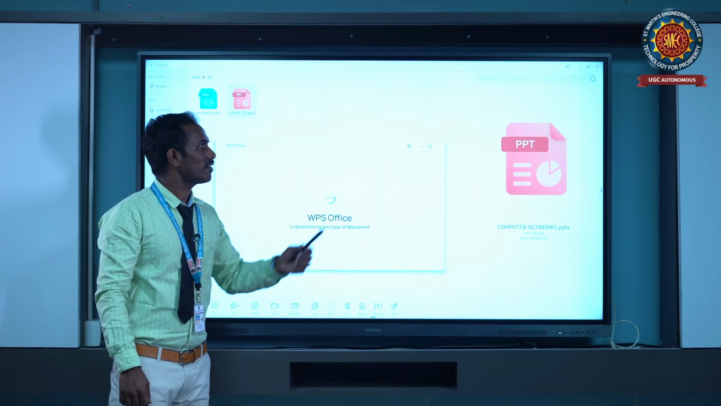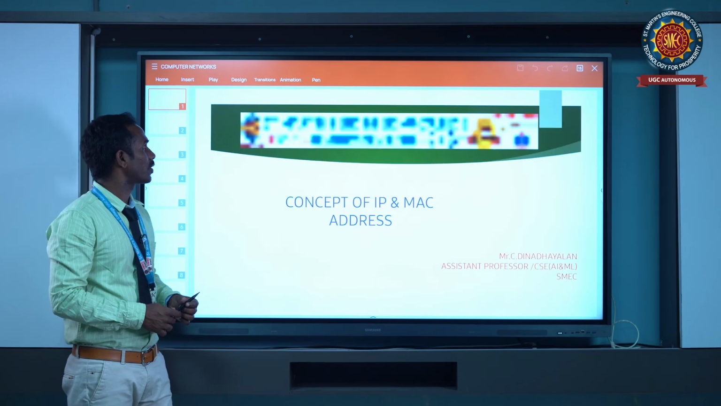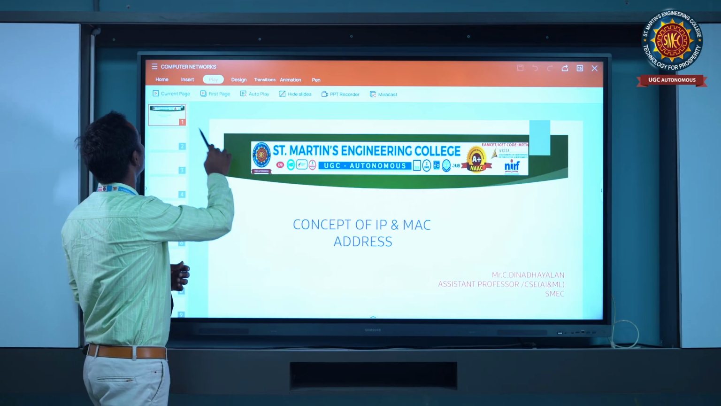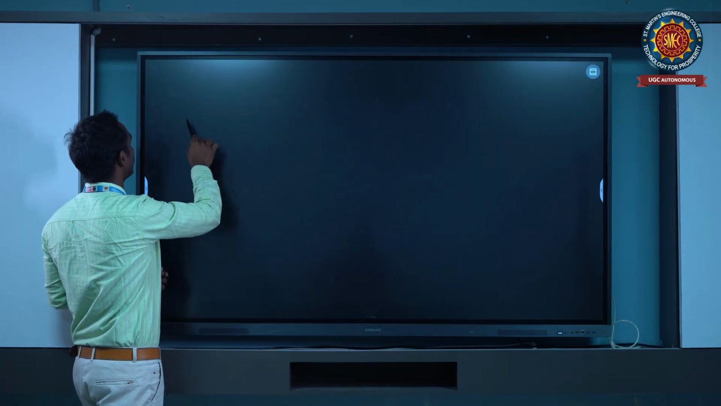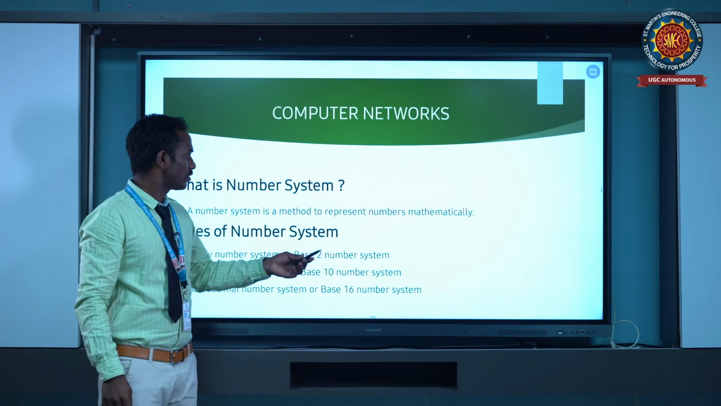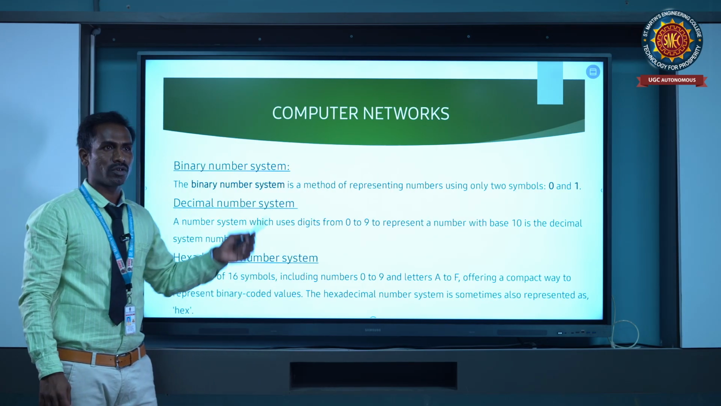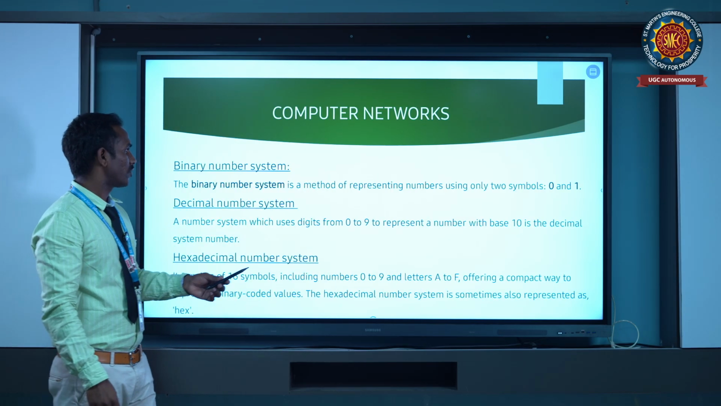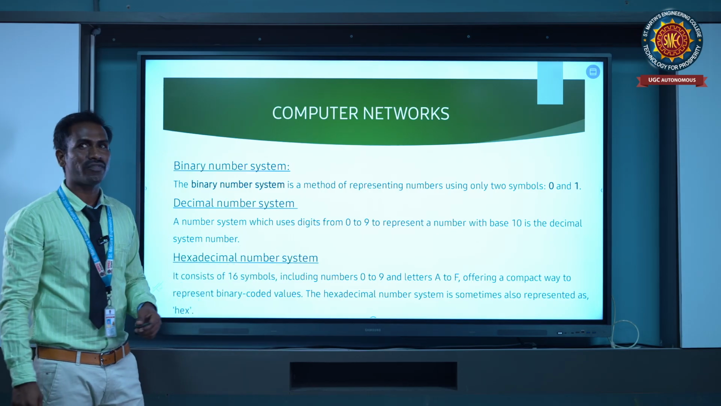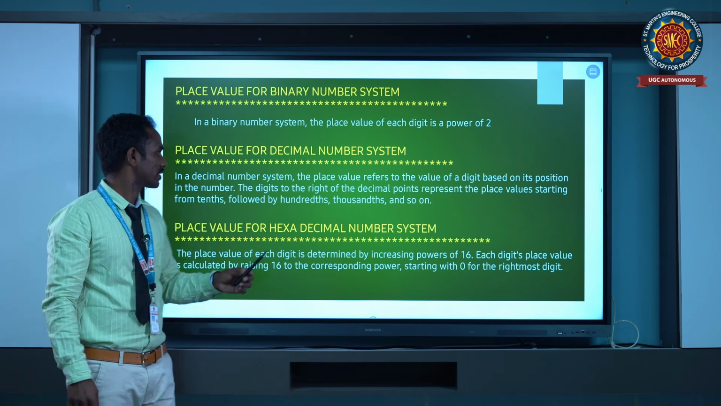And the next is the IP address. So what is the IP? IP is internet protocol. It is used to find the location of the MAC address. So what is the MAC address? MAC address is used to find the network devices.